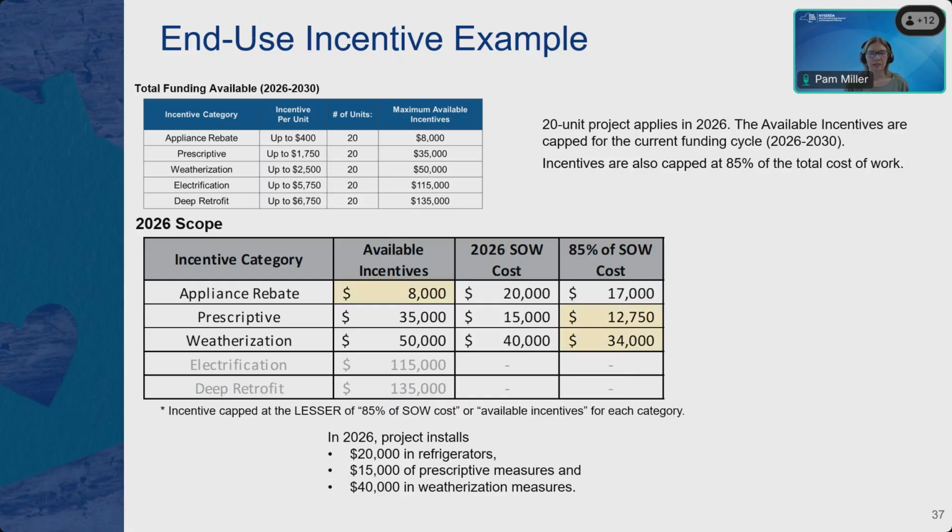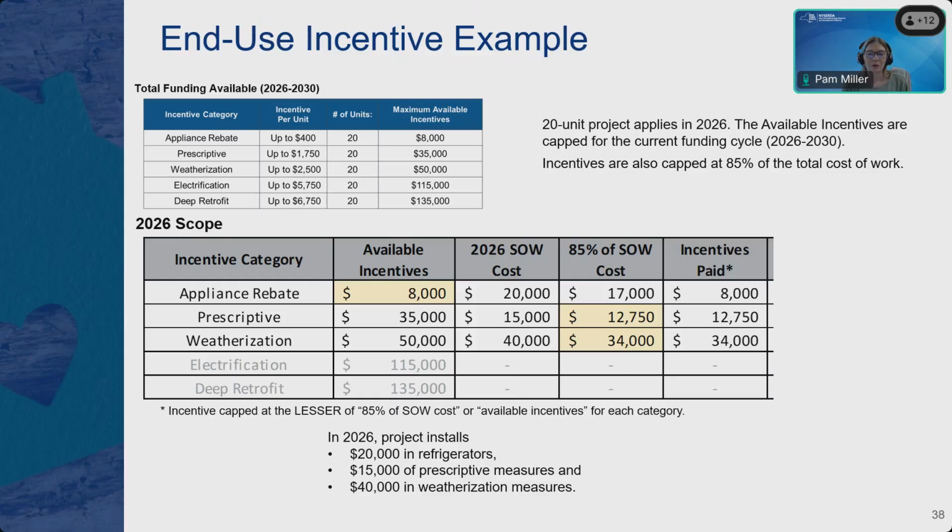So in the instance where we're looking at the appliance rebate, the lesser of the two values, either the maximum available incentive or the 85% of the cost of work, is the $8,000. So we're capping out at the incentive cost category. But for prescriptive, we're hitting the 85% of the cost category with remaining available incentives in the first column. Next slide.